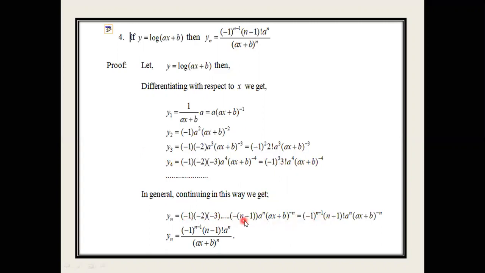Now this is the term of n minus 1 factorial, because the term becomes 1 2 3 up to so on n minus 1, keeping a raised to power n as it is, and this is the term of ax plus b raised to power of minus 1. Now when you simplify the term, we get minus 1 raised to power n minus 1, n minus 1 factorial, a raised to power n upon ax plus b raised to power n. So this is the fourth result of this nth derivative.